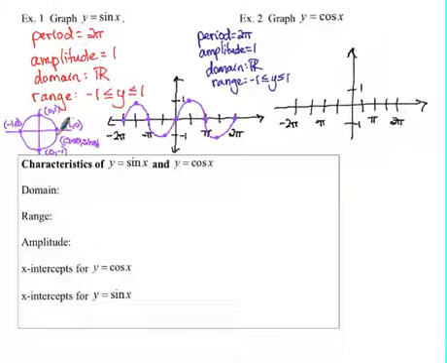What is the cosine of 0? 1. So I'm going to start up at 1, and then I just go around the circle. What's the cosine of pi over 2? 0. The cosine of pi is negative 1. The cosine of 3 pi over 2 is 0. And the cosine of 2 pi is 1.